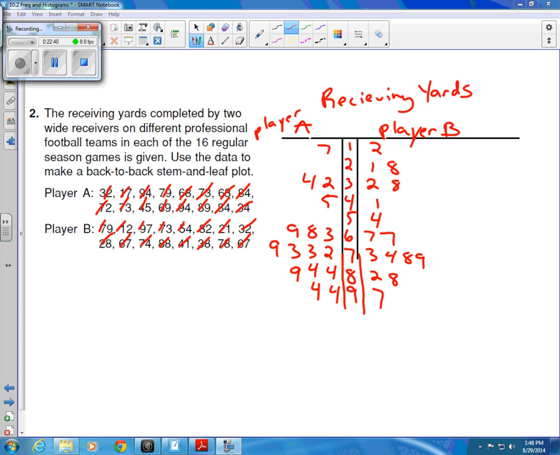All right, here are my answers. Again, I double-checked everything by crossing off the numbers as I went. I also double-checked at the end. I counted how many leaves I had for both player A and player B, and then counted to make sure that that added up to 16 because that was how many games were played. Good, moving on.